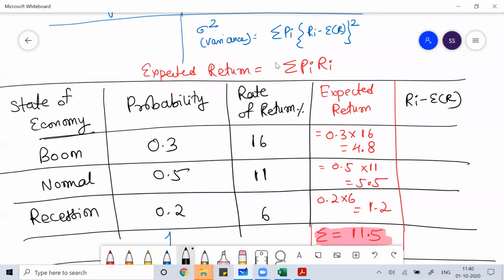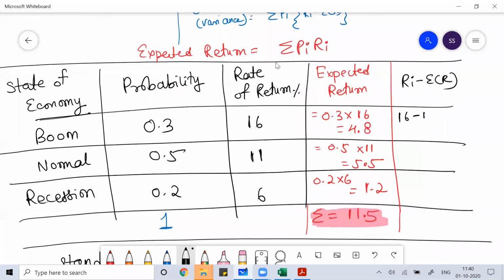Return is 16 minus 11.5, you will get 4.5. Then 11 minus 11.5, you'll get minus 0.5, and then 6 minus 11.5, you'll get minus 5.5. So you get return minus expected return.